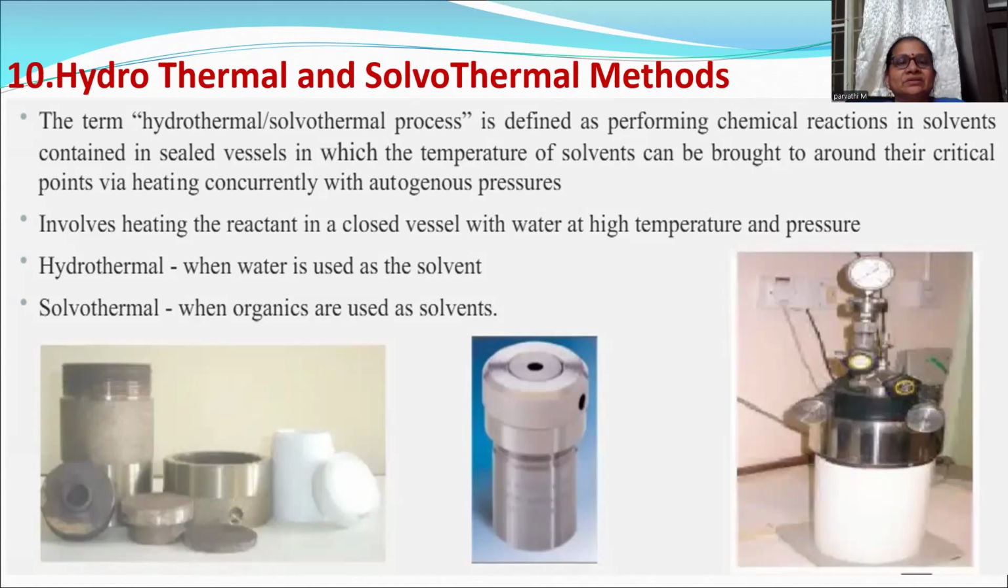So here there are two methods: hydrothermal and solvothermal. Hydrothermal means purely water is used. Solvothermal means when organics are used as solvents. Solvent means, for example, when you mix sugar in water, the water becomes a solvent in which the sugar is mixing. So the solvent is the one which is taking in another material, absorbing it. So that is what a solvent is.